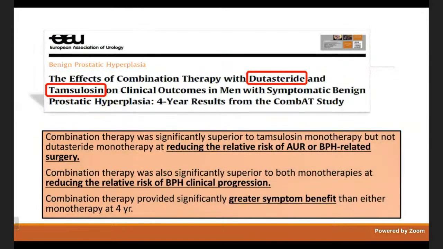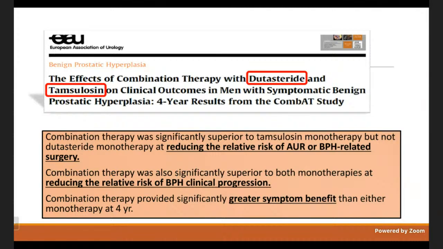And this is the famous CombAT study. The CombAT study shows that whenever you combine an alpha blocker, tamsulosin, with the 5-alpha reductase inhibitor dutasteride, they reduce the relative risk of acute urinary retention. It also decreases the progression of BPH, and there is greater symptom benefit compared to monotherapy alone. This famous trial clearly shows that the combination of a 5-alpha reductase inhibitor along with an alpha blocker is very effective as compared to monotherapy alone.